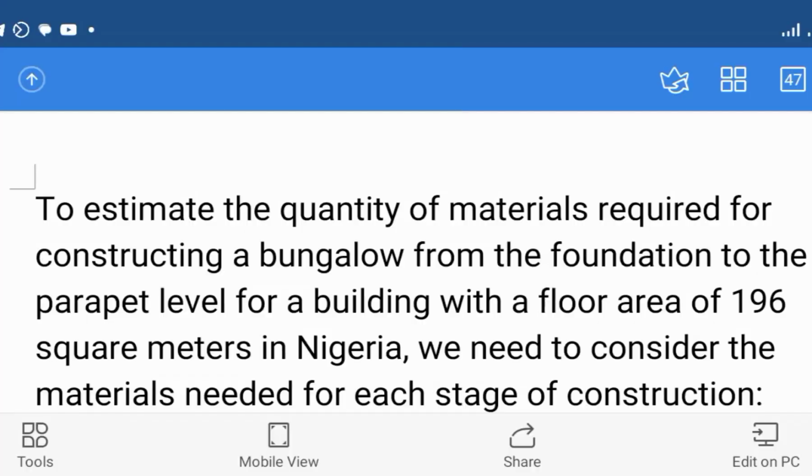Thank you. So guys, to estimate the quantity of materials required for constructing a bungalow from the foundation to the parapet level. Actually, this video didn't stop. I later had to add the roofing and plastering. Okay, so it will not end.